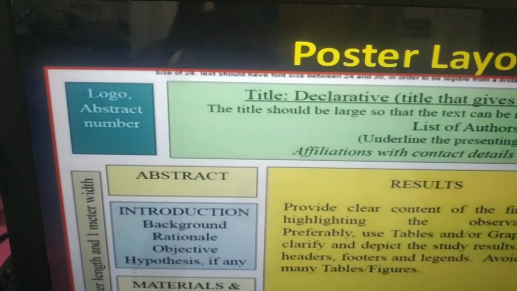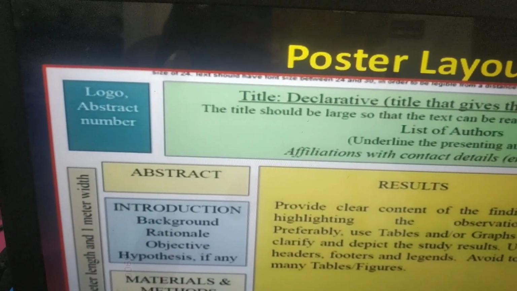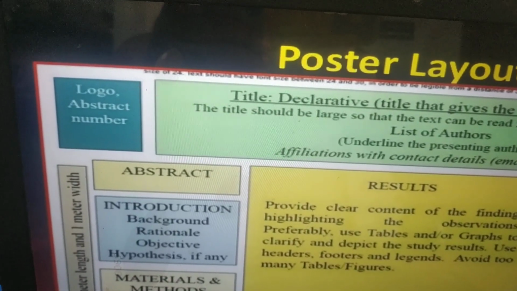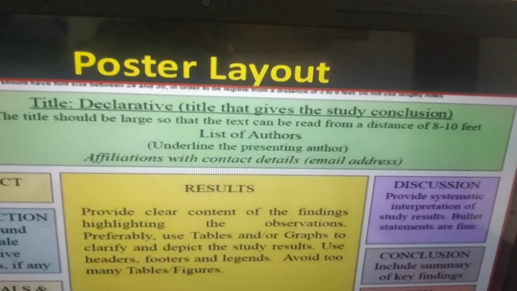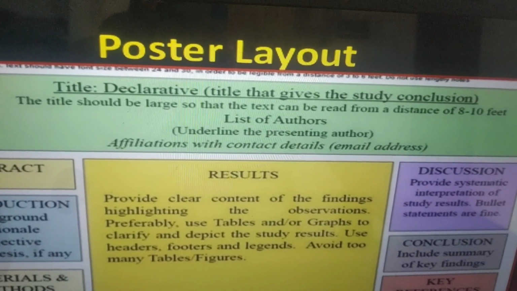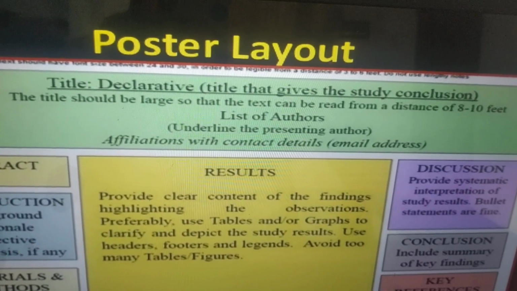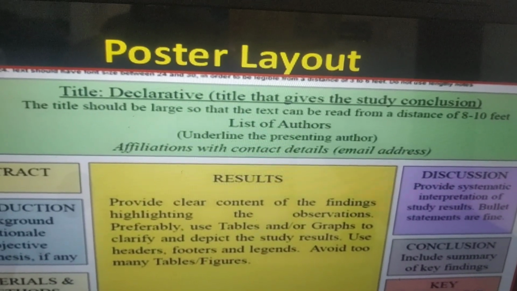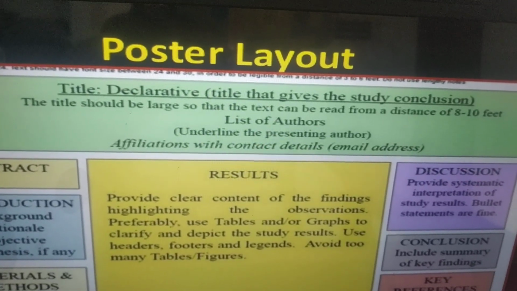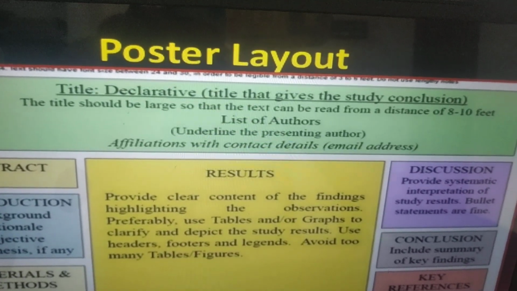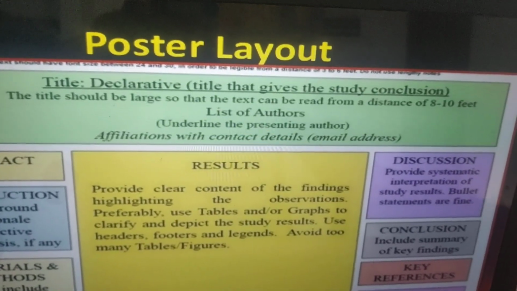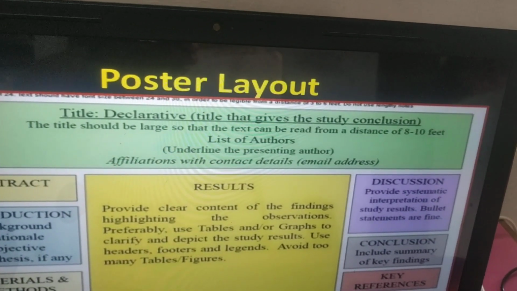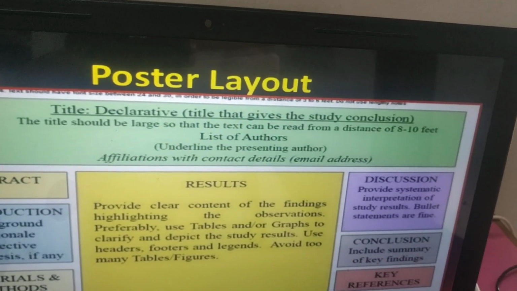On the left side, you have to give your logo, that is your organization logo and abstract number. Then at the center, you have to give the title that gives the study conclusion. The title should be large so that the text can be read from a distance of 8 to 10 feet. If somebody is watching from behind or far away from your poster, it should be visible and legible. So you have to give a large font size.